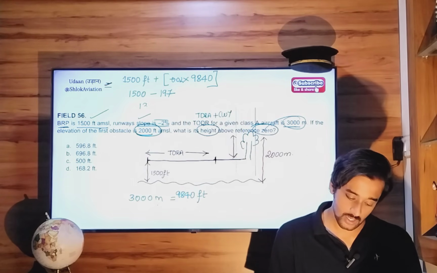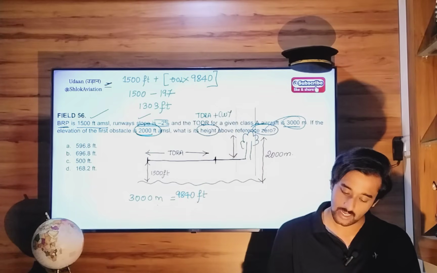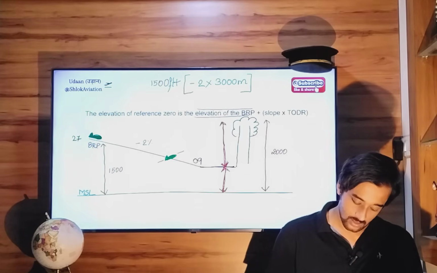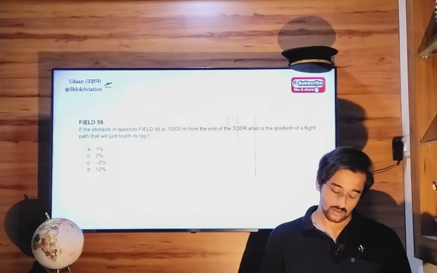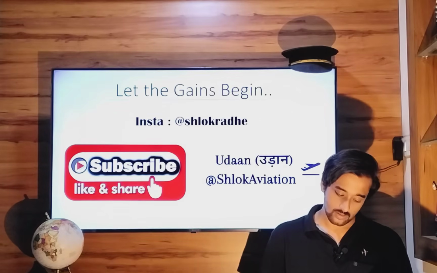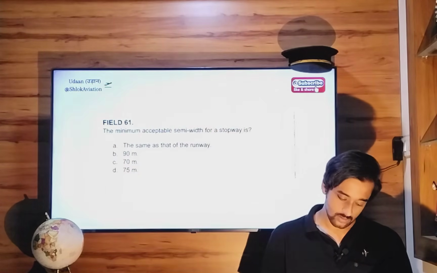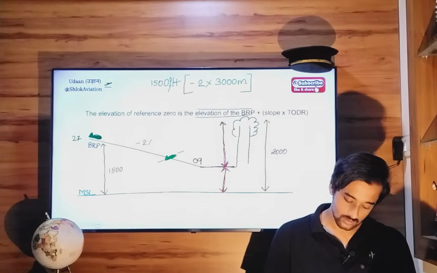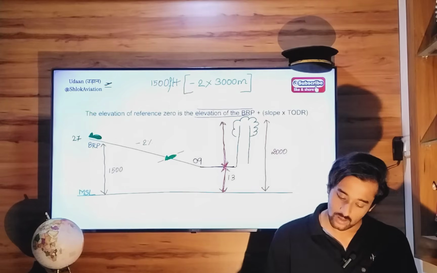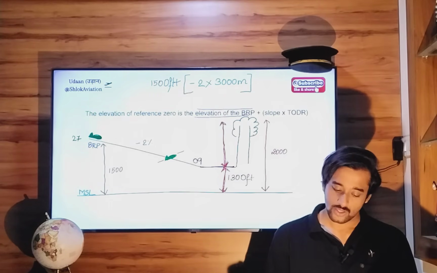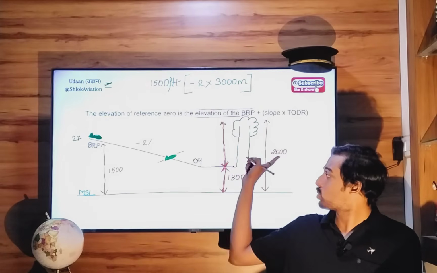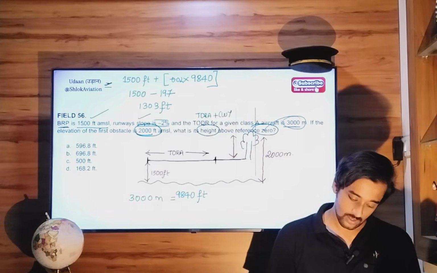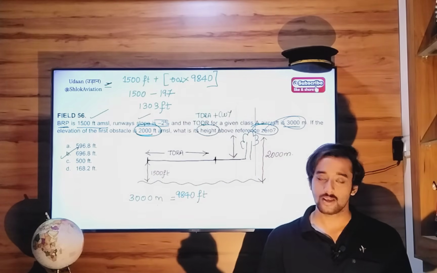So 1303 feet, right? So this is 1303, and let's say 1300 feet. So what is the height of this obstacle? 2000 minus 1300, that is 700. Approximately 700, so option brown.